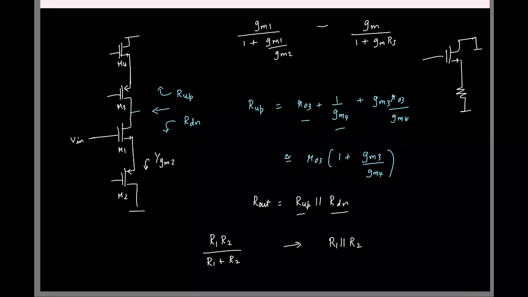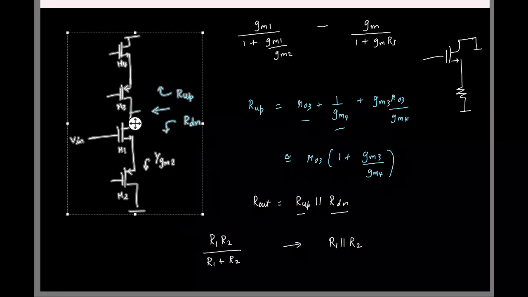Okay. The next part of the question was to again find the poles and zeros. Let me do that quickly.